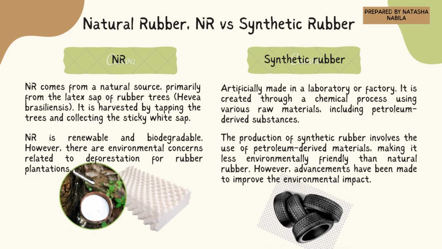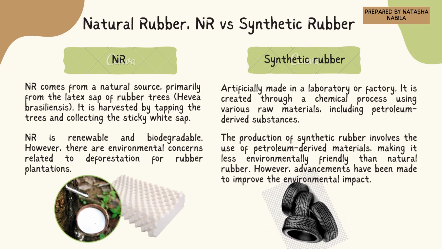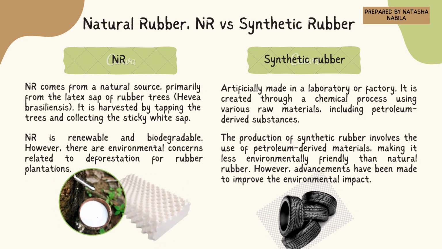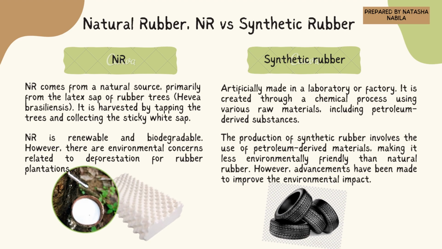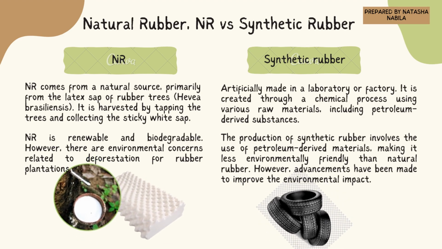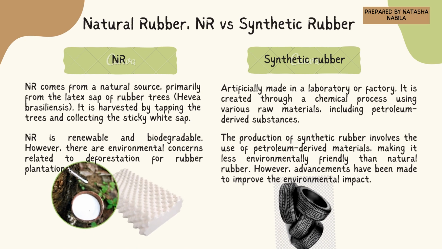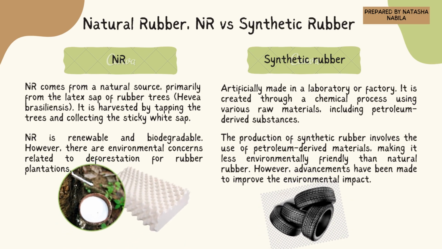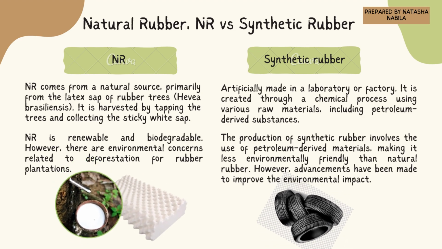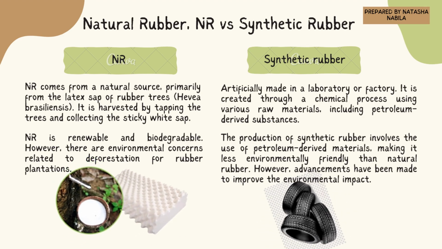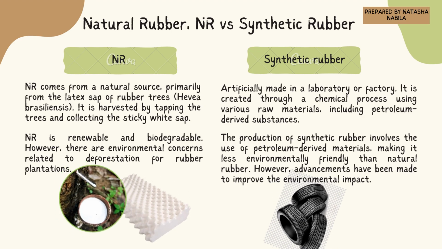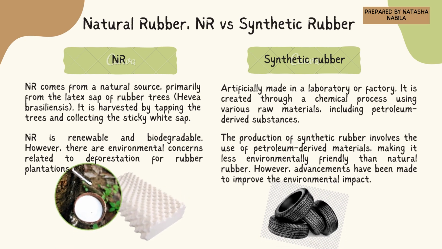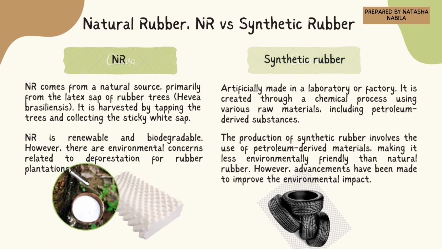Sustainability check. Talking about the environment, natural rubber gets a thumbs up. It's renewable and can break down naturally, but we need to be careful about deforestation. As for synthetic rubber, it tries to be more eco-friendly. Scientists are working to make it greener and lessen its impact on the environment. Both natural rubber and synthetic rubber are awesome. Each has its strengths and plays an essential role in our life. We must use them wisely, considering sustainability and taking care of our planet.